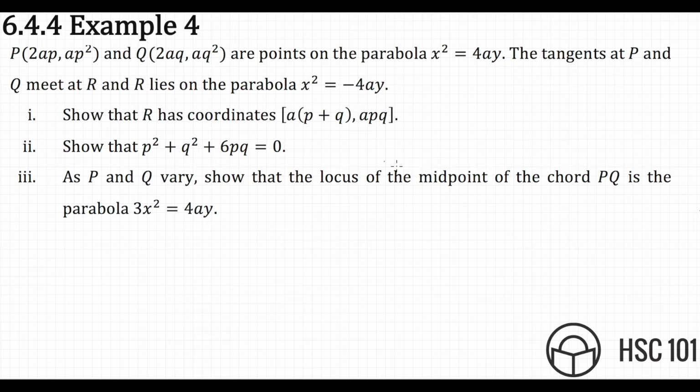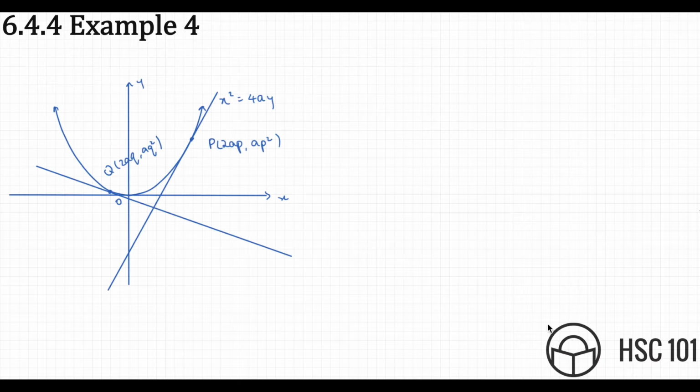So if we get started first, let's check out a diagram and see what's going on. We've got the parabola x² = 4ay, and we've got P and Q as two random points on the parabola. Okay, and we've got a tangent at P and we've got a tangent at Q, and we know that the two tangents are going to intersect at R. So the first thing that we need to do in order to find the intersection point R is to find the equation of the tangent at P and the equation of the tangent at Q.